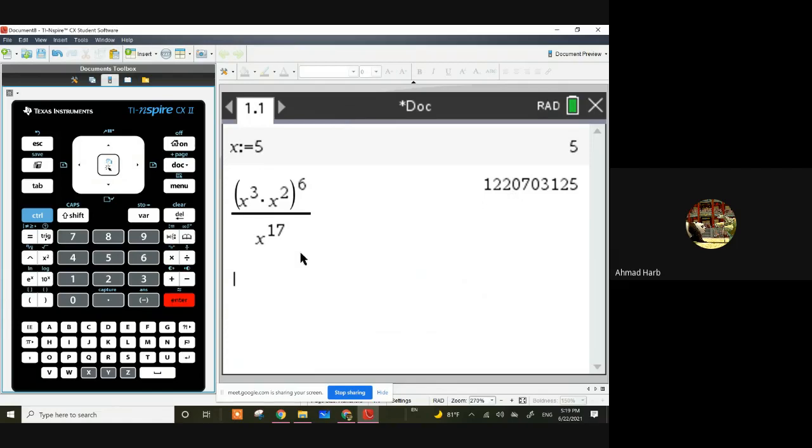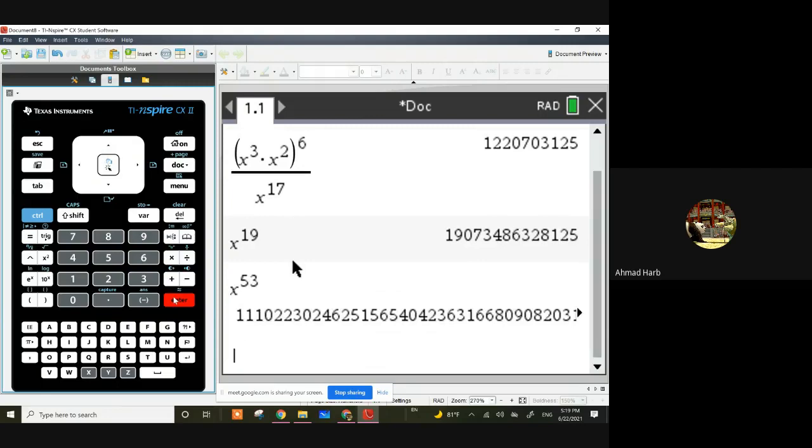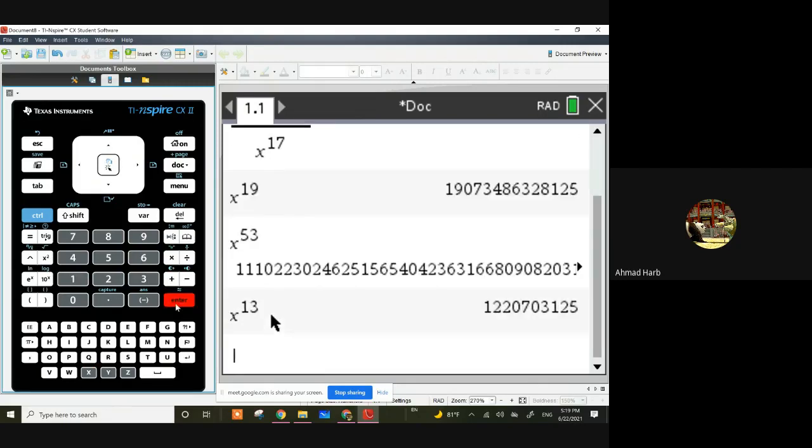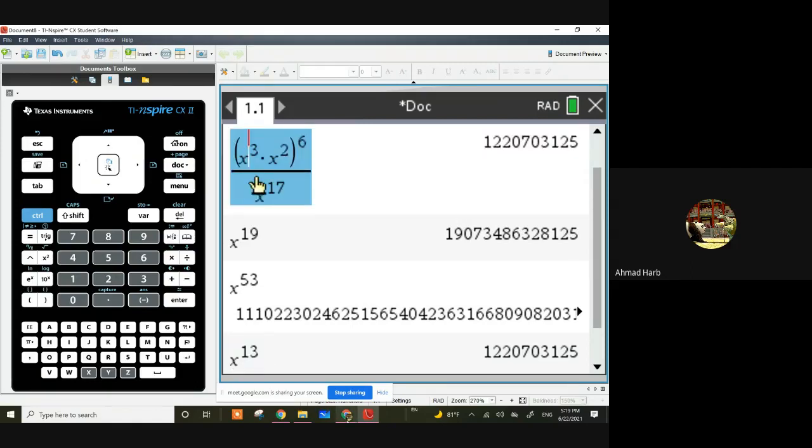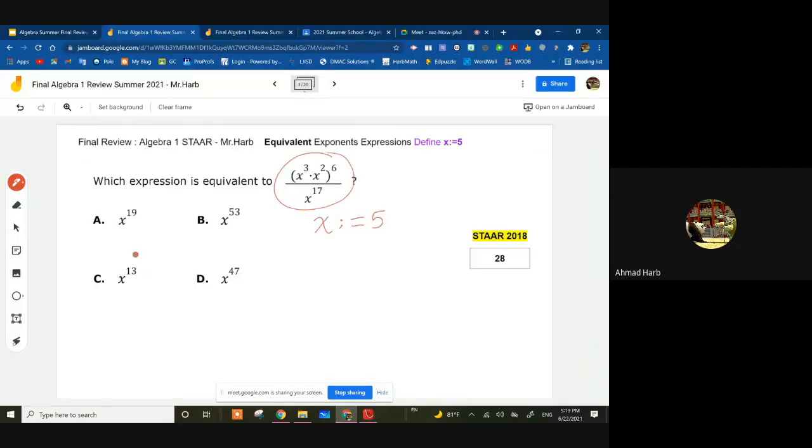Now, which of the answer choices? Is it x to the power of 19? Let's try it out. x to the power of 19. That's not the answer. x to the power of 53. That's way off. The answer is 12207. So x to the power of 13. Okay, that is the match. 12207, 12207, and that's the answer equivalent to it. So x to the 13 is equivalent to this expression. You go back, so the answer is x to the 13. Now to the next question.